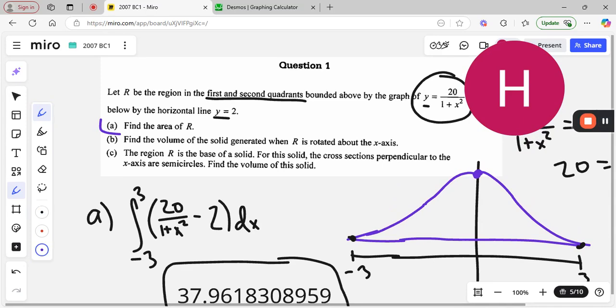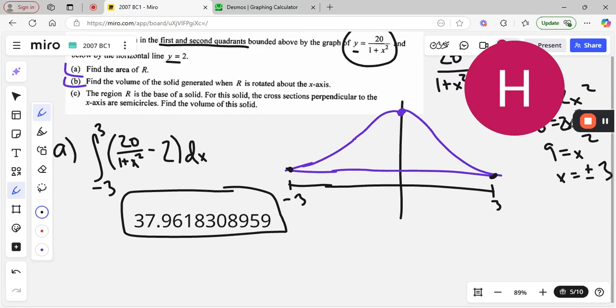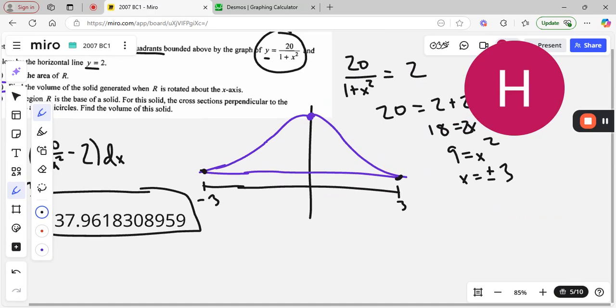Now for part B. Find the volume of the solid generated when R is rotated about the x-axis. So what we're going to have to do now is three-dimensionalize this. And we're going to get some washers out of this. How do we know we're going to get washers? Well, that's because the bottom boundary is not the same as the line we're rotating it around.